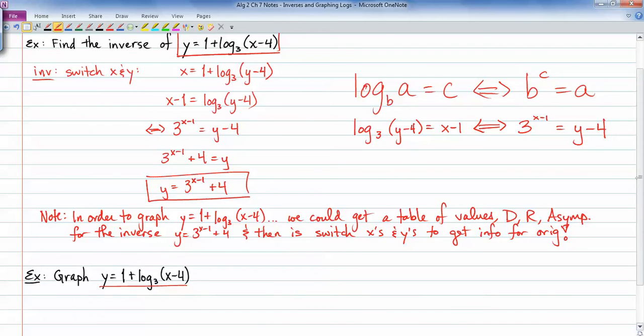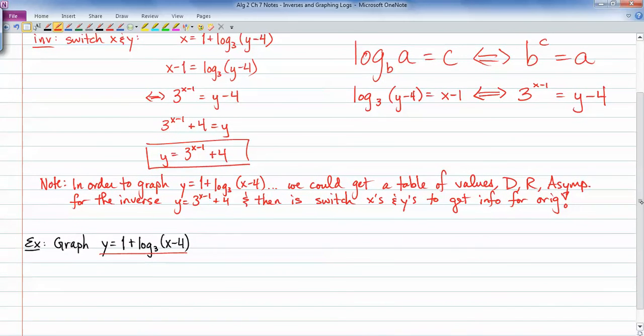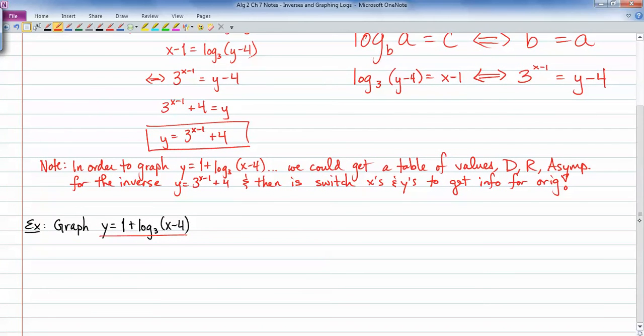Okay? So that's the method we're going to use in this class. There are other ways of graphing logs, but even though it's a long process, it's probably the easiest way of doing it for our class. So in this one, whoops, lost the parentheses. Graph y equals 1 plus log base 3 of x minus 4. Well, we already know its inverse. We just did it in the previous example. So the inverse was y equals 3 to the x minus 1 plus 4.